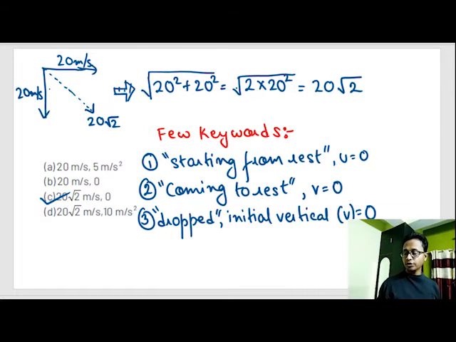Whenever you see these keywords in the question, this is their meaning. If the question says starting from rest, that means u is equal to 0, or initial velocity is equal to 0. If the question says coming to rest, that means v is equal to 0, or final velocity is equal to 0. If the question says drop, that means the vertical component of initial velocity is equal to 0.